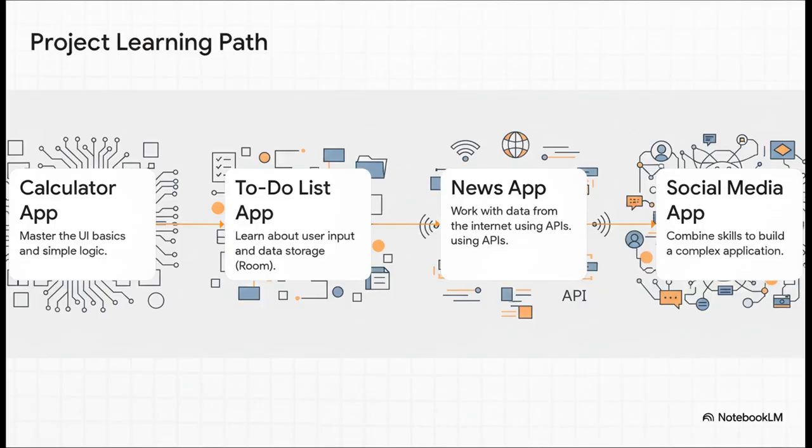You start simple with something like a calculator app that teaches you the absolute basics of UI and logic. Then you build a to-do list app, which forces you to learn how to save user data. After that, maybe a news app, which challenges you to pull in live data from the internet. See the pattern here? Each project adds a new, crucial skill that builds on the last one, until suddenly you've got the toolkit to build something really complex, like a social media app.